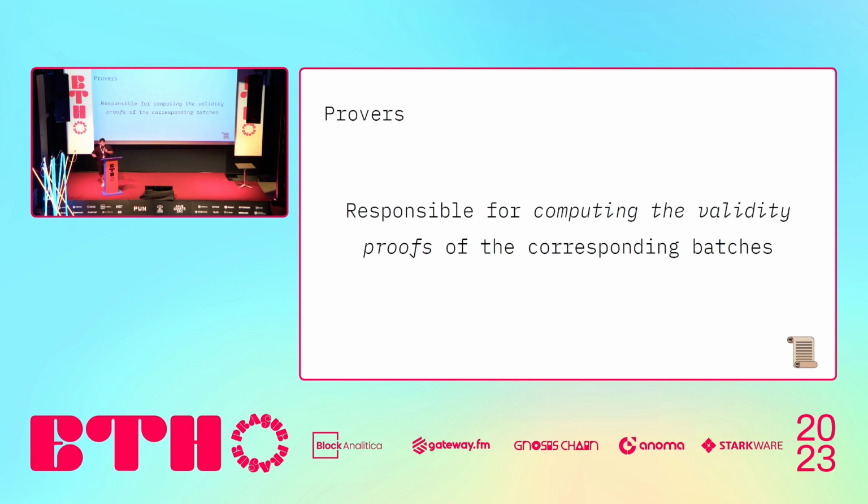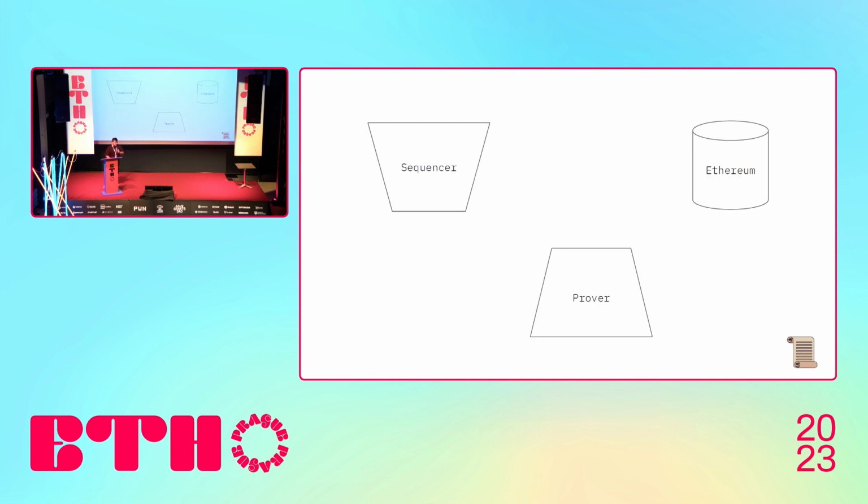The provers are responsible for computing the validity proofs for those batches that were committed by the sequencers. And basically what those validity proofs allow us to do is prove that the transactions that were added were correctly executed and the state that was derived from them was correct. And this allows us to have the communication with the underlying base layer. And the way it works is this.